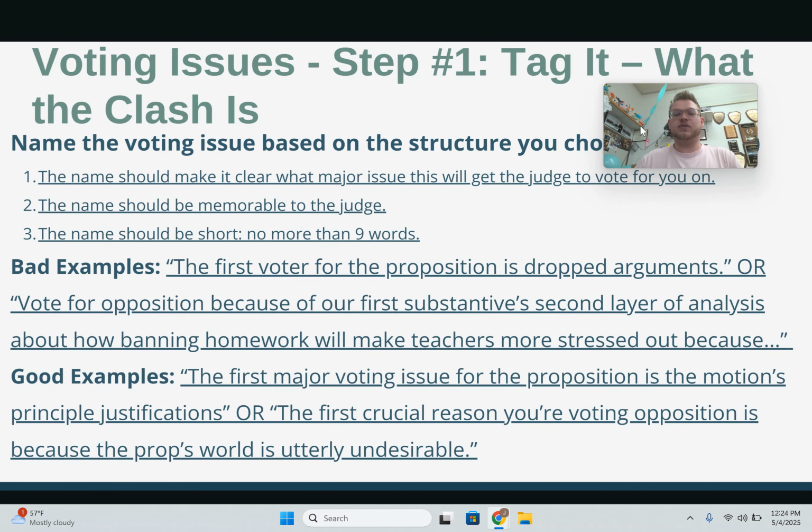Bad examples of this would be the first voter for the proposition is dropped arguments, because that could mean anything. Or vote for the opposition because our first substantive second layer of analysis about how banning homework will make teachers more stressed out, because it's too hyper-focused and long. Good examples would be the first major voting issue for the proposition is the motion's principled justifications, or the first crucial reason you're voting opposition is because the prop's world is utterly undesirable.